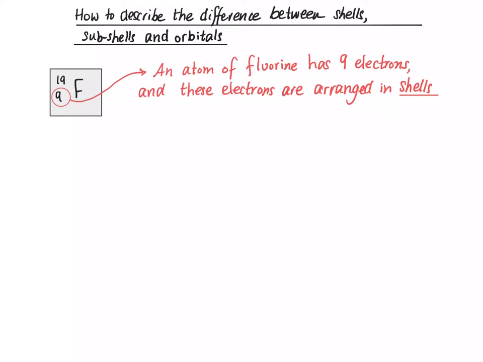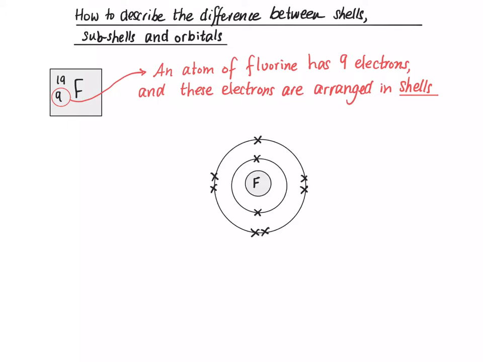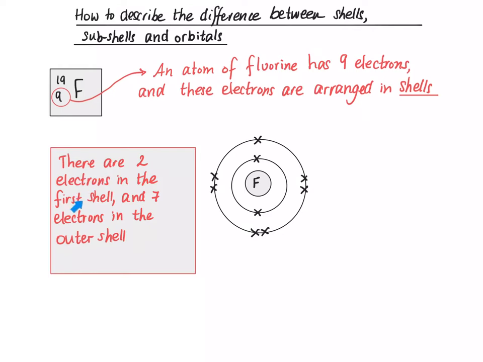We also know that these electrons are arranged in shells. So the first shell can take up to 2 electrons, 1, 2, and the second shell can take up to 8 electrons. So the first shell takes 2 electrons, and the second shell takes the 7 electrons that are left over. 1, 2, 3, 4, 5, 6, 7. This shows that fluorine has 9 electrons arranged 2 and then 7. So there are 2 electrons in the first shell and 7 electrons in the outer shell.